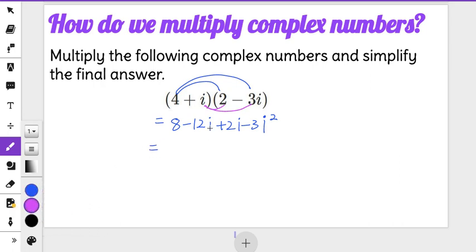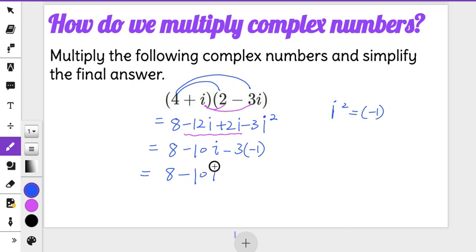Now, let's combine like terms. We know these two are like terms, so it's going to be 8 minus 10i. And next one is minus 3i squared. But do not forget, we just figured out i squared is negative 1. So it's negative 3 times negative 1. So let's just continue. 8 minus 10i. Negative 3 times negative 1 becomes positive 3. Now you notice, hey, I have more like terms, so I'm going to combine them. So it's 11 minus 10i. And that's it. That's our final answer.